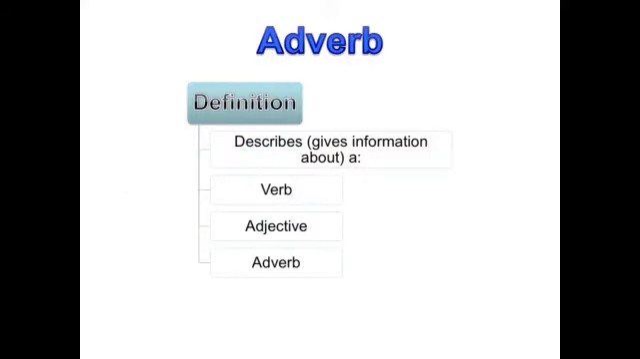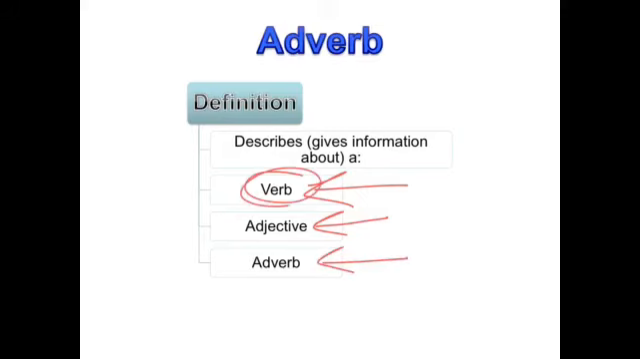Next, adverbs. Adverbs are like adjectives, but they're going to be words that describe verbs or other adjectives or other adverbs. But usually what they're going to do is tell us more information about a verb in some way. So it describes a verb, it can describe an adjective, and it can describe an adverb. But describing verbs is going to be the main thing we end up doing. So it's like an adjective, but for verbs.